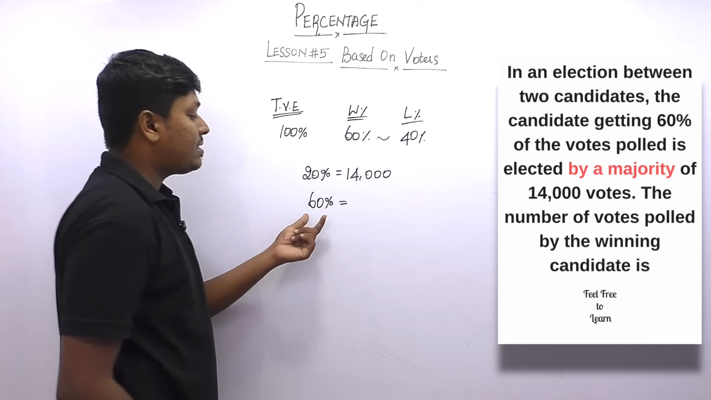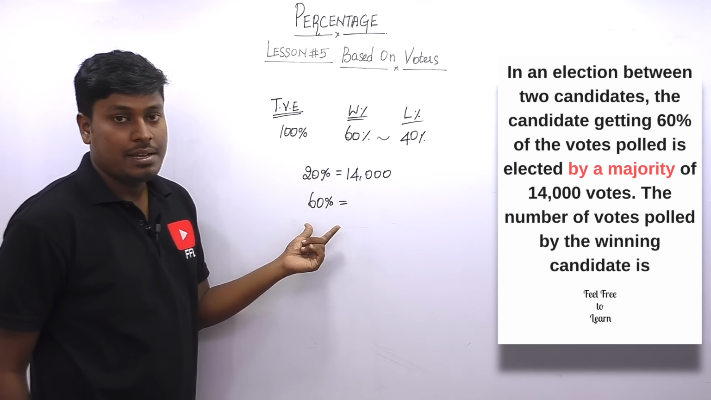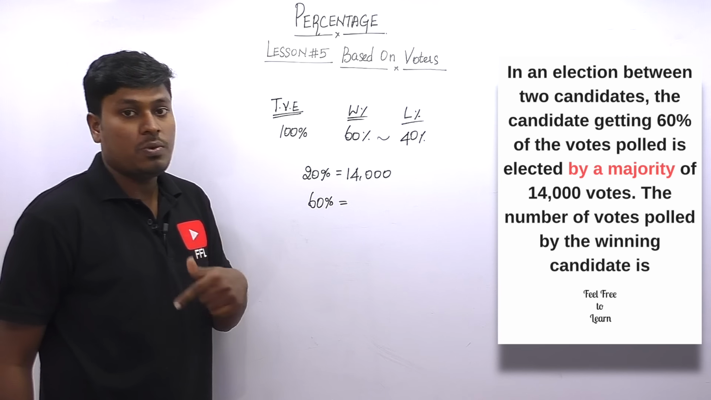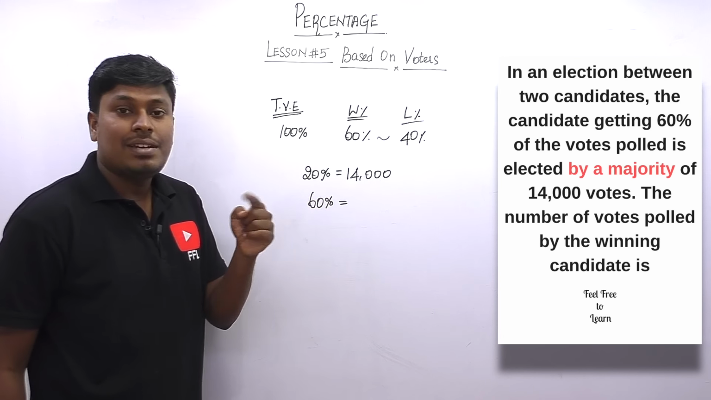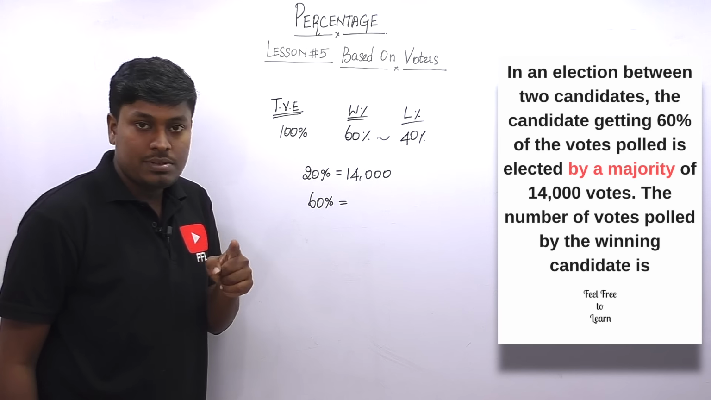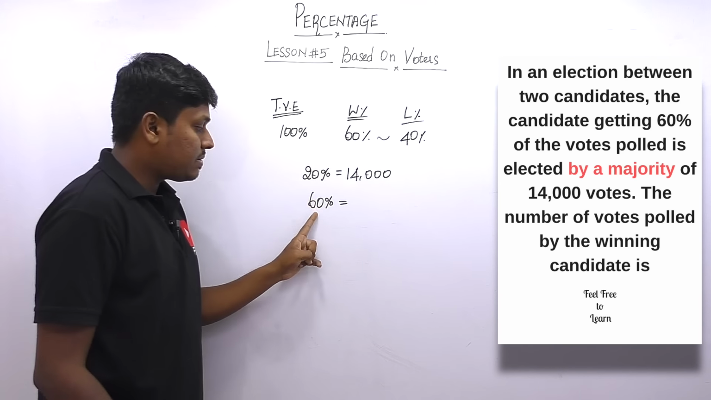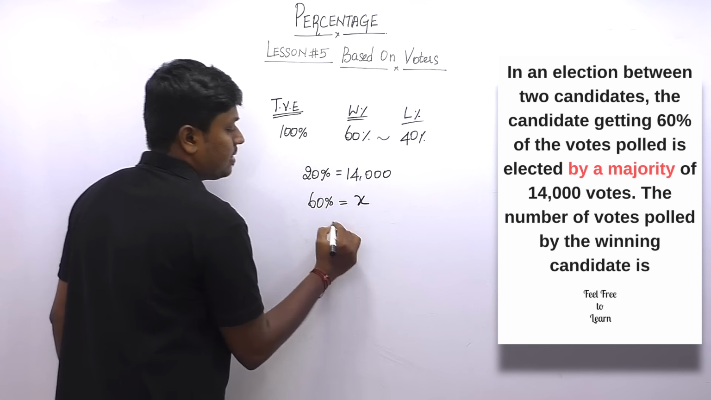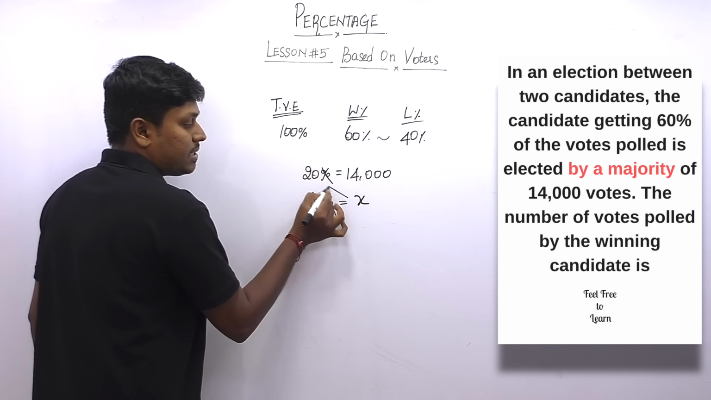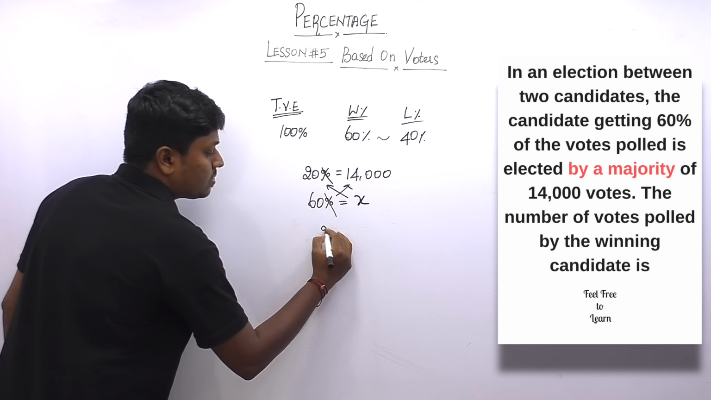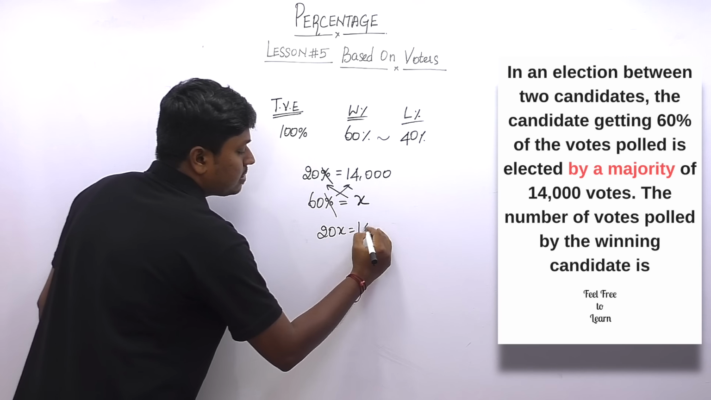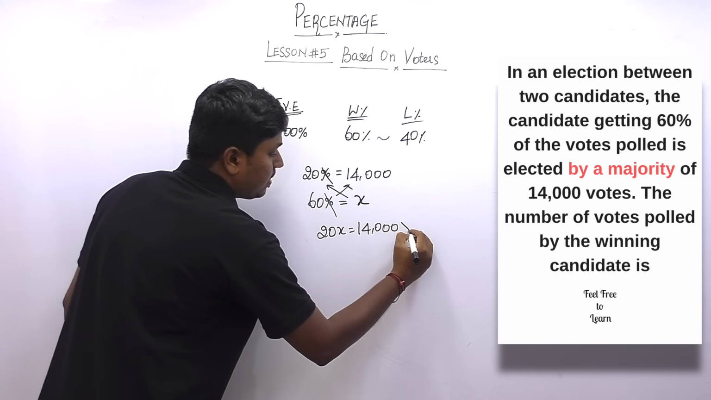In the previous question we found what is 100%, because that question was based on the total votes to be found. But in this question, our target is to find the number of votes that was got by the winning candidate. So 60% is the winning candidate. So 60% is equal to X. Now we can cancel percentage and percentage. Now just cross multiply it. So 20X is equal to 14,000 into 60.